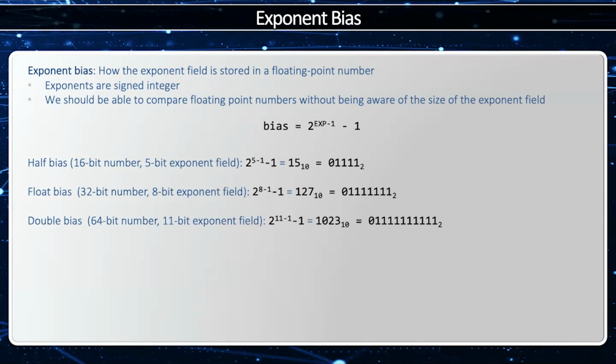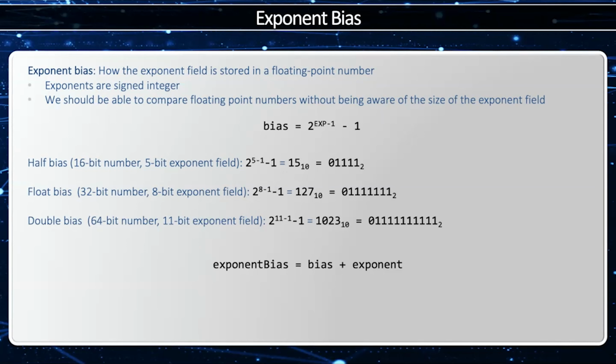Now, one thing you'll notice for each one of these is my exponent bias is always all ones except for the most significant bit, which is 0. And that's an important property of the exponent bias, okay? Now, I take my exponent bias, which is what I drop into the exponent field, equals my bias, which is this number I just computed, plus the exponent. So if my exponent is 0, then my exponent bias will be 01111111.